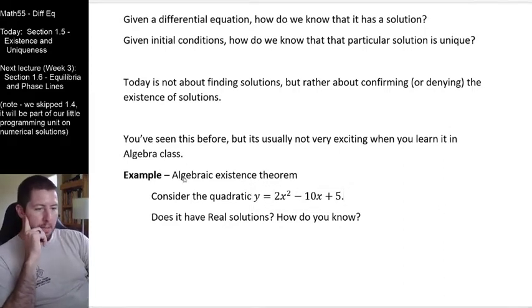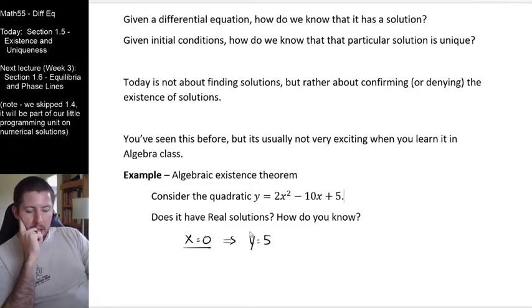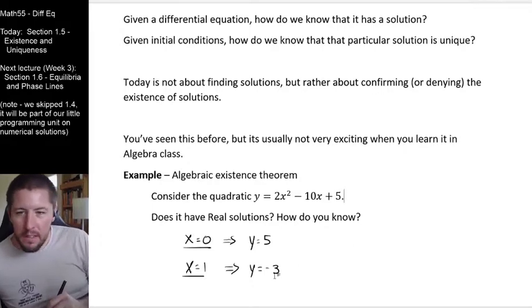So what I'm going to do is plug in x equals 0. And if I plug in x equals 0, I'm going to get y equals 5. And maybe another thing I could do is ask myself what's going on at some other location, like 1. If I plug 1 into this equation, 2 minus 10 is negative 8, plus 5 is negative 3. What did that tell you?